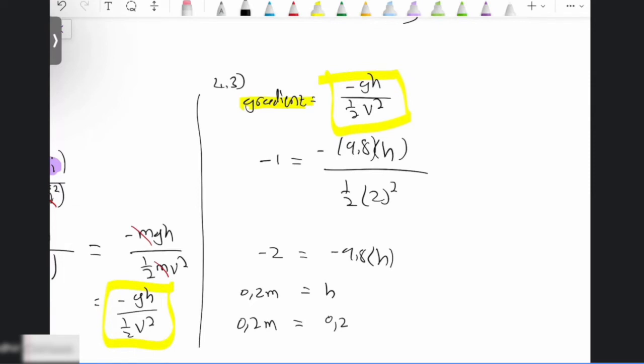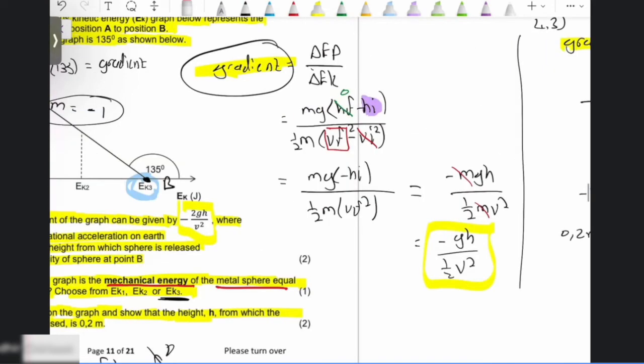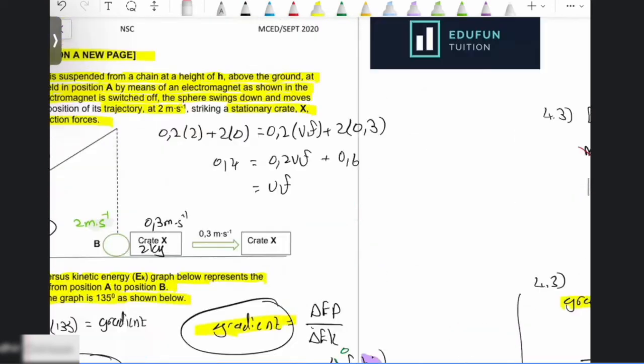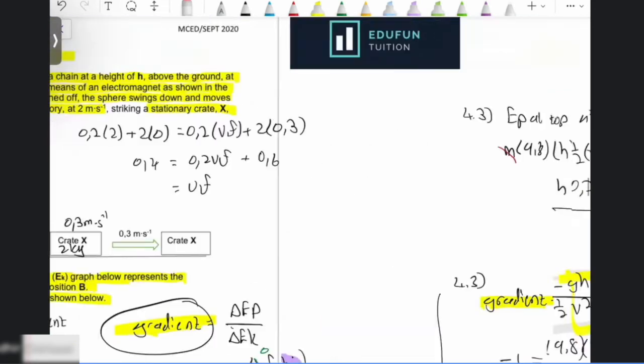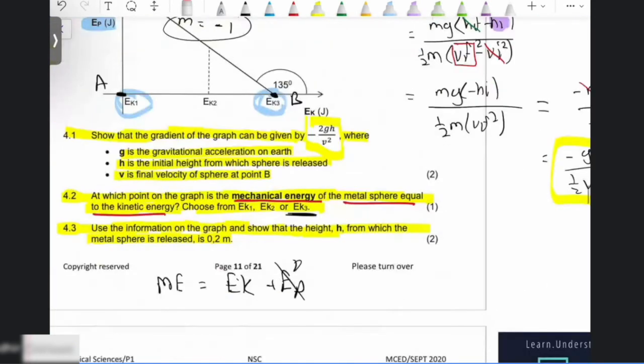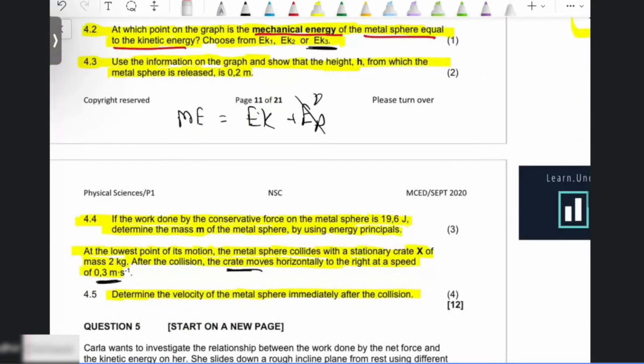And then we said that, no, sorry, that's right. The height is 0.2 meters. Where did we calculate the mass? I'm sorry, guys. I'm just losing myself here. Where did I calculate the mass? No, I didn't. I just skipped over that question.